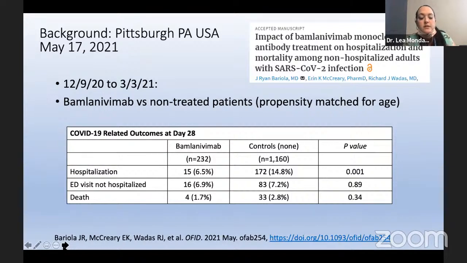So again, you can see that the hospitalization rates for the monoclonal antibodies in the real world are not nearly as good as in the trials. They're not nearly as low as 1 or 2%. They're around 6 or so percent, but still much less than the people who were eligible and did not get any monoclonal antibody therapy.